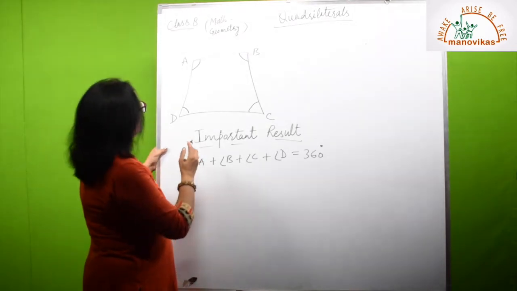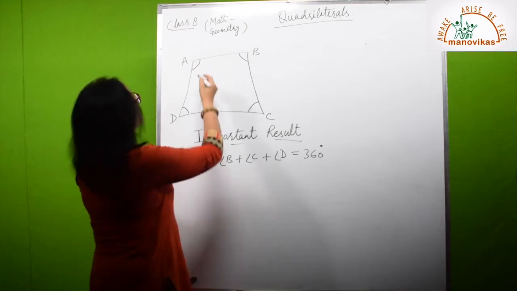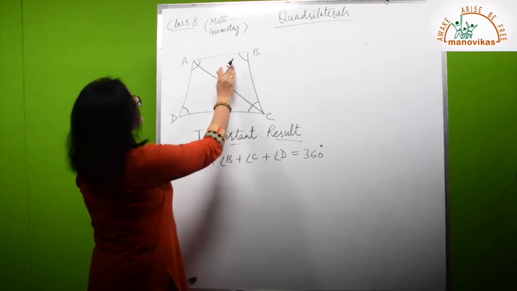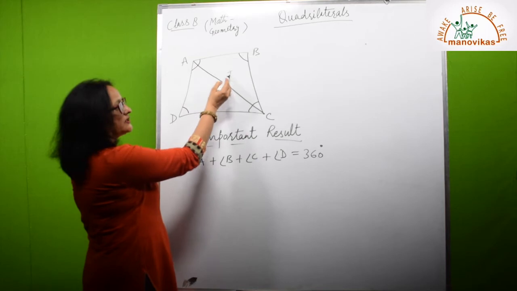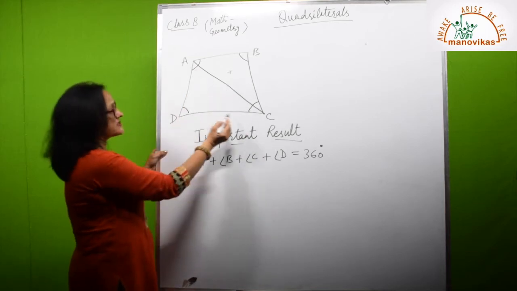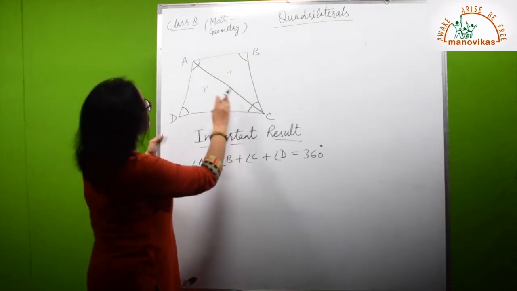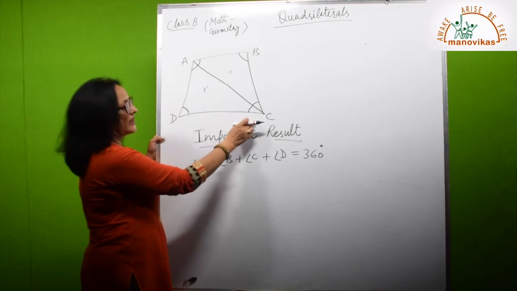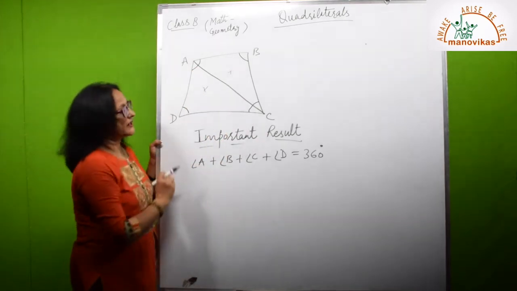Now we can prove this result also. How can we prove it? Let's divide this quadrilateral into two parts. You can see one part is ABC, which is a triangle. Another part is ADC, which is another triangle. So when you join opposite vertices, it is a diagonal, and this divides the quadrilateral into two triangles.